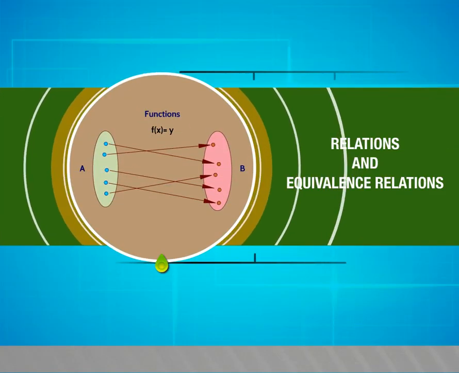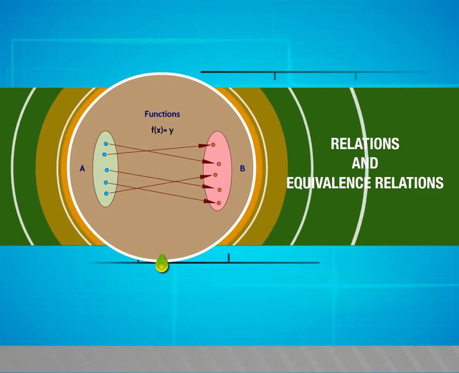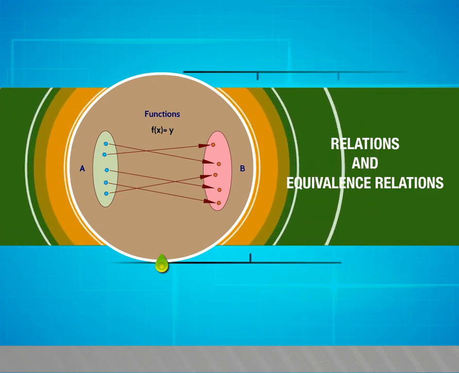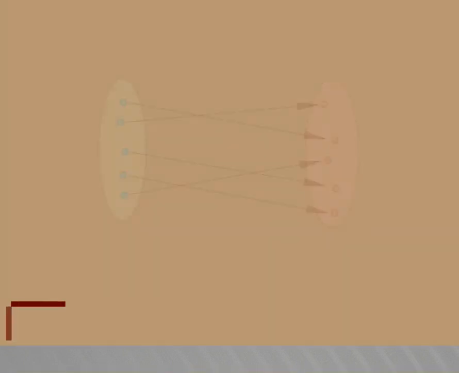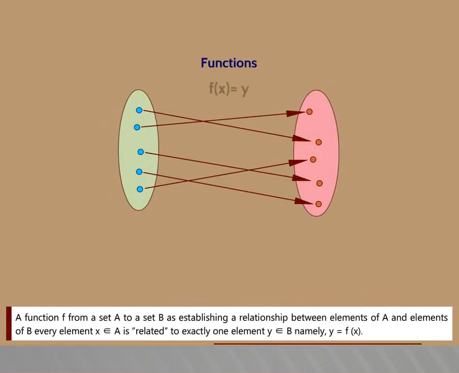Relations and equivalence relations. In this video, we are going to see about relations and equivalence relations. A function f from a set A to a set B establishes a relationship between elements of A and elements of B. Every element x of A is related to exactly one element y of B, namely y is equal to f of x.